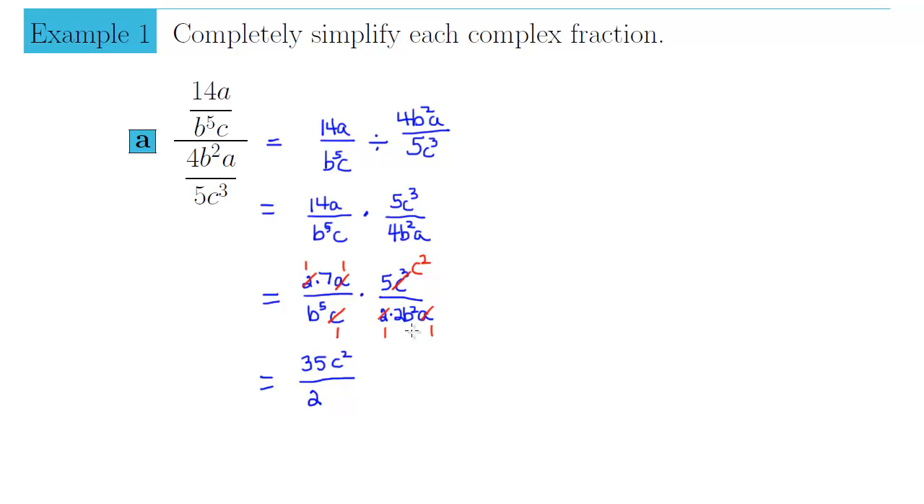And how do we combine like bases when they're being multiplied? We add the exponents, so that's simply b to the 7th. Therefore, our final answer is that this complex fraction simplifies into 35c squared over 2b to the 7th.